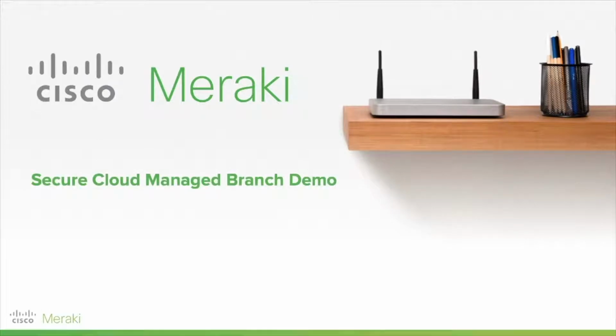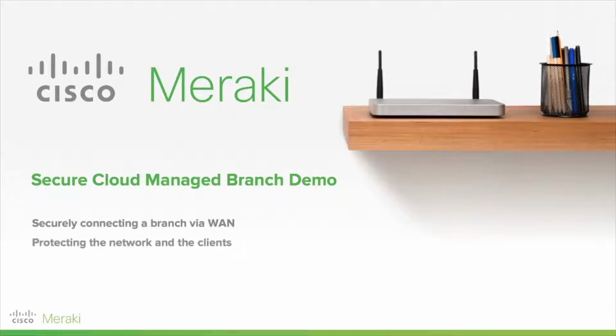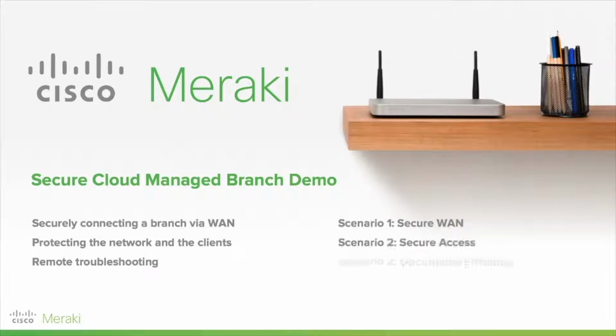This demo will help you show aspects of the Meraki solution that make it highly suitable for deployments in remote branches. We will discuss how to securely connect a branch via WAN by using AutoVPN and SD-WAN. We will learn how to protect the network and the clients through a layered security approach, and we will discover how the intelligent assurance features help with remote troubleshooting. We will do this through three scenarios: secure WAN, secure access, and operational efficiency.